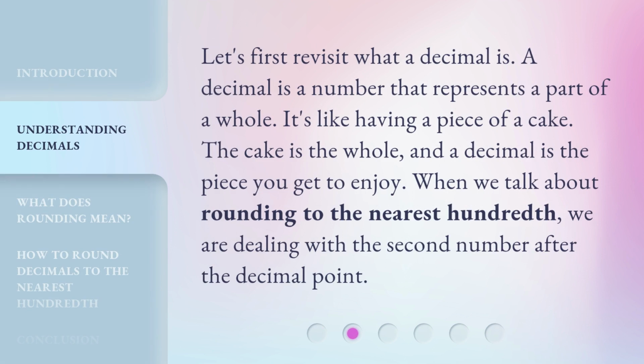Let's first revisit what a decimal is. A decimal is a number that represents a part of a whole. It's like having a piece of a cake. The cake is the whole, and a decimal is the piece you get to enjoy. When we talk about rounding to the nearest hundredth, we are dealing with the second number after the decimal point.